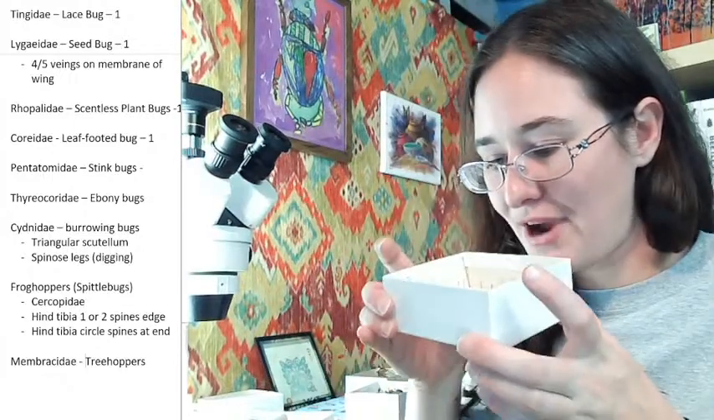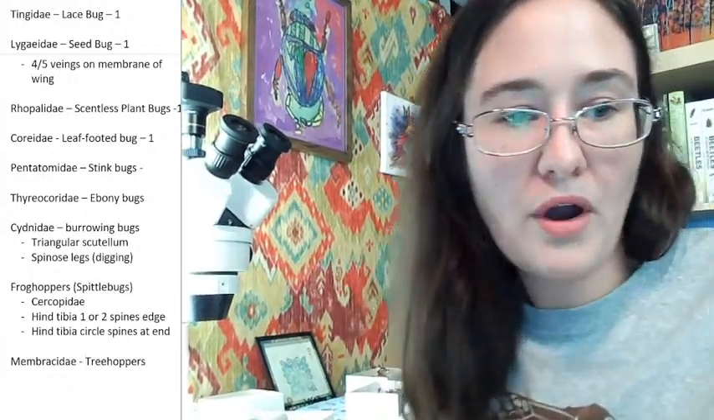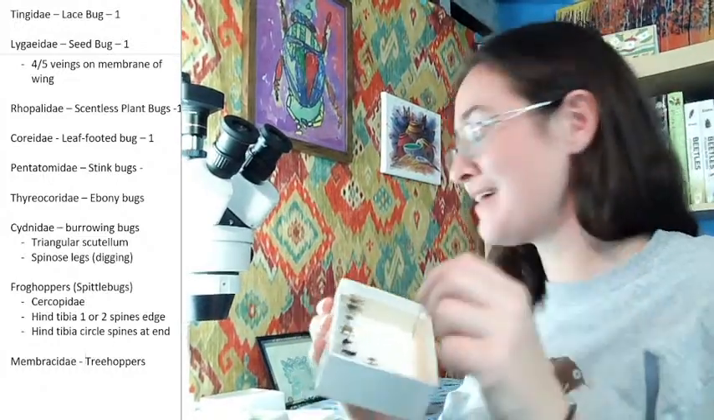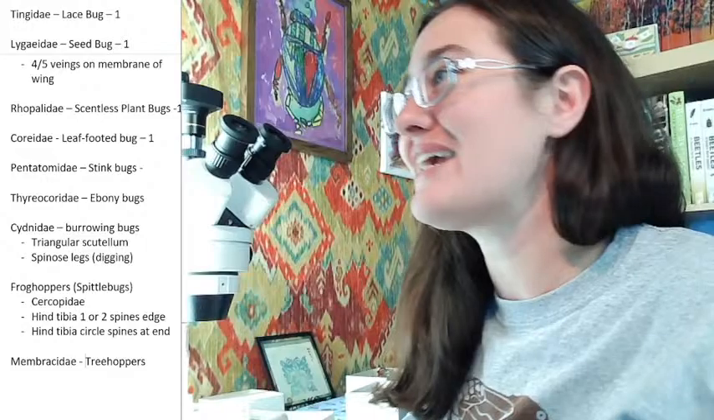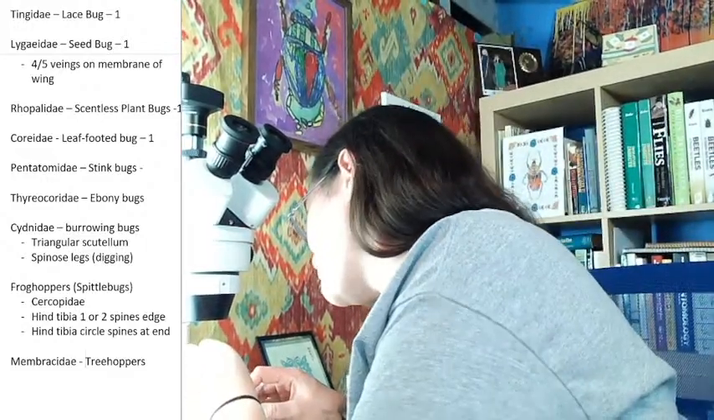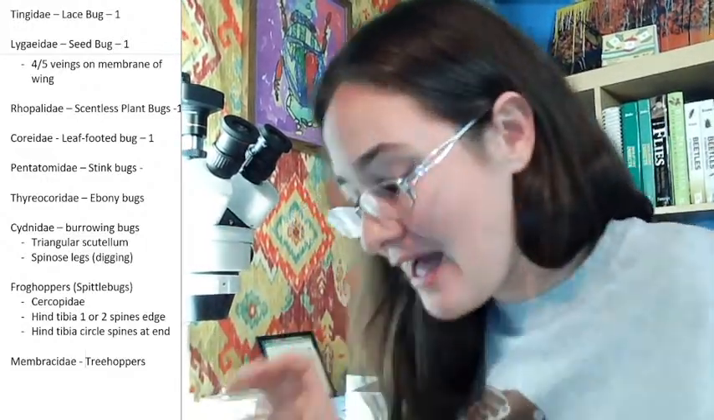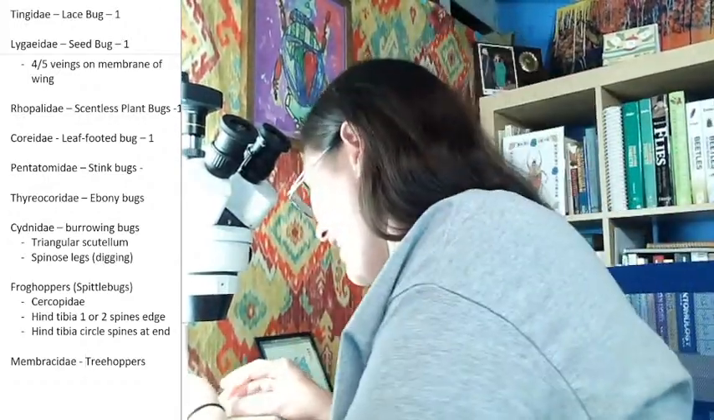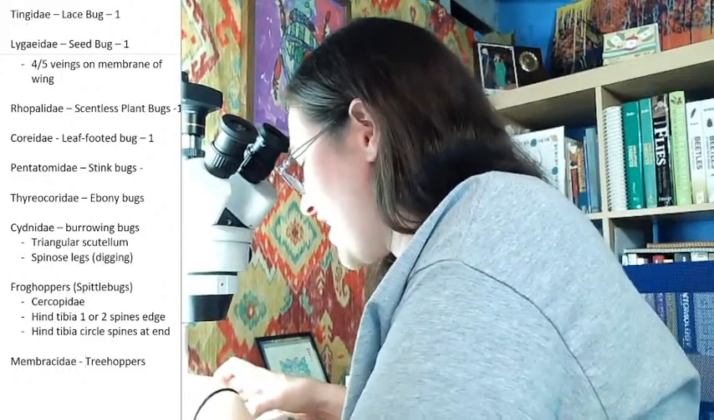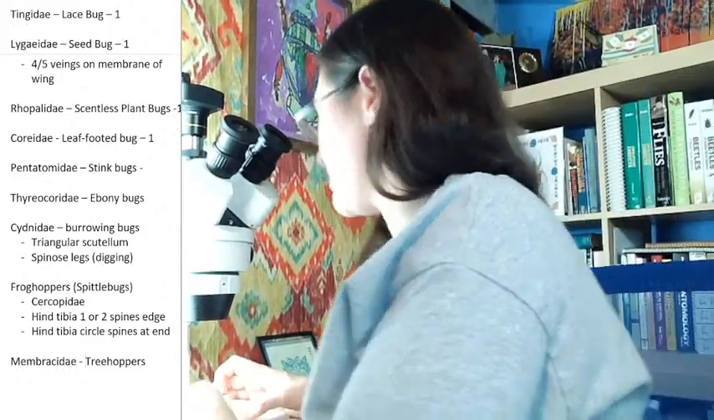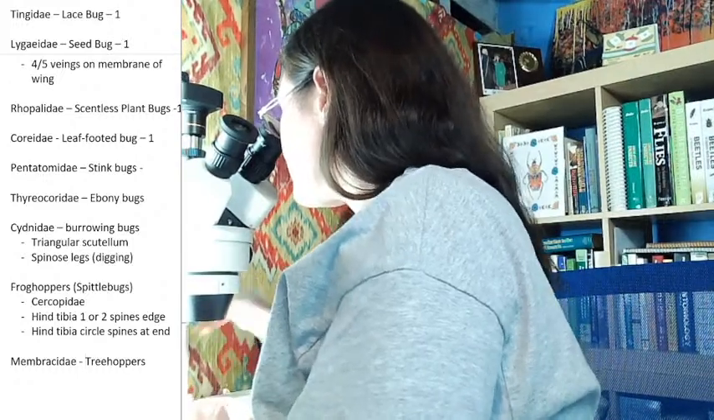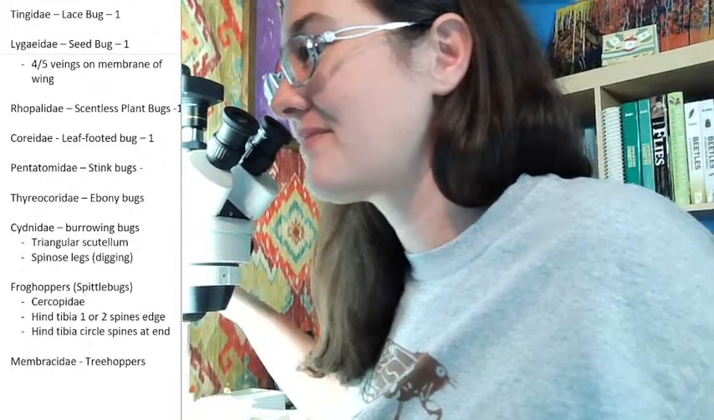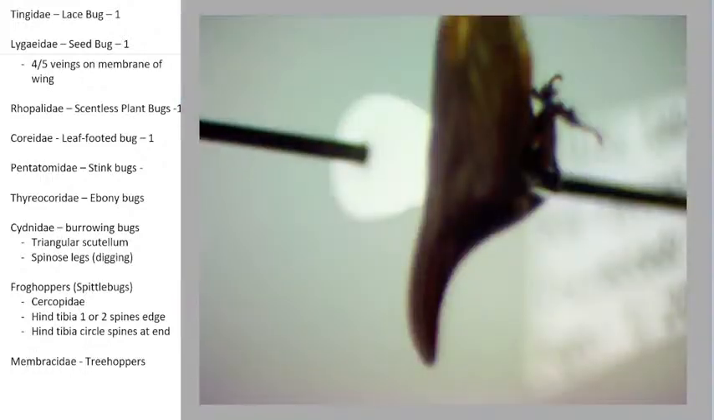Alright, so we've got the membracids, or the tree hoppers, and the membracids are the most unique. I like to say that they like to have cool hairdos. They have modified pronotums a lot of times, and so they will have all different types of cool body adaptations. We're going to look at a couple. Like this one. So this is a membracid, or a tree hopper.